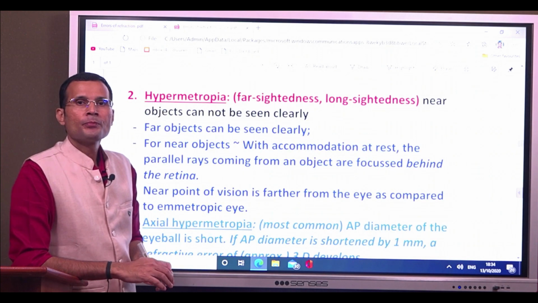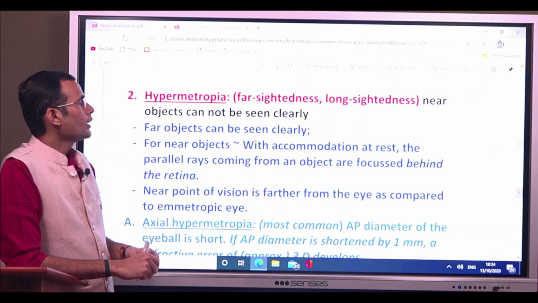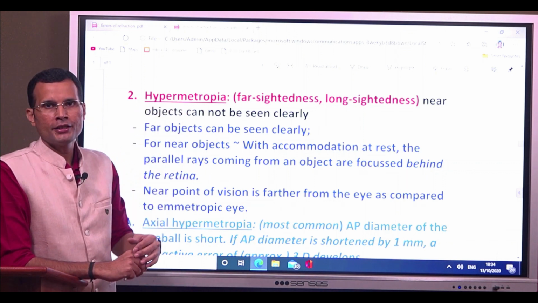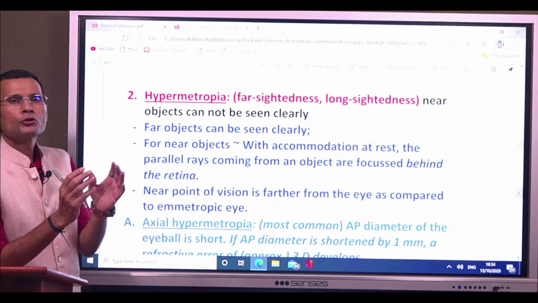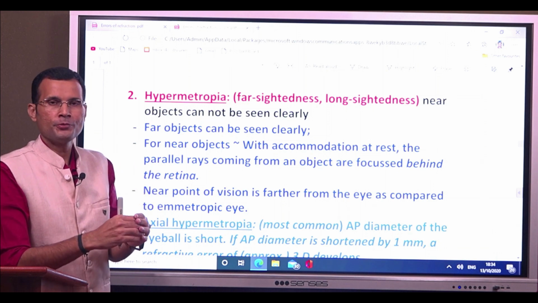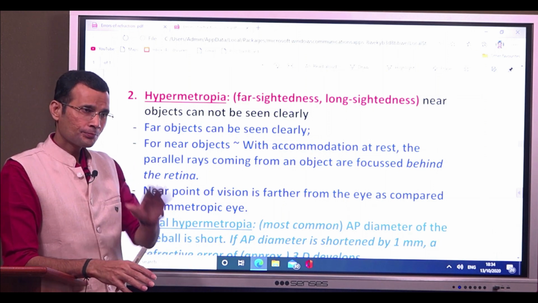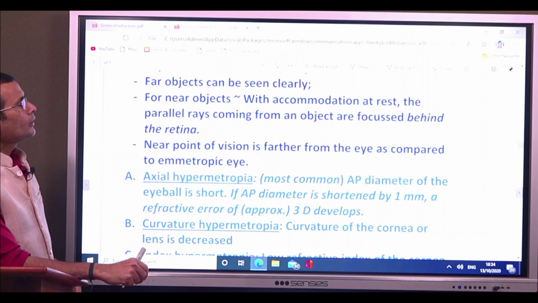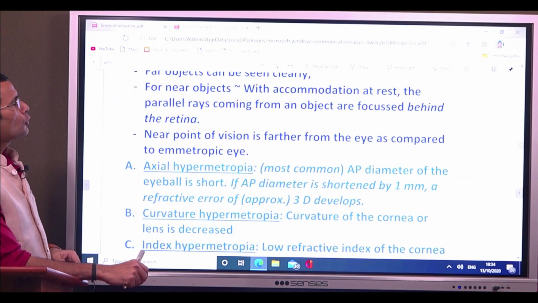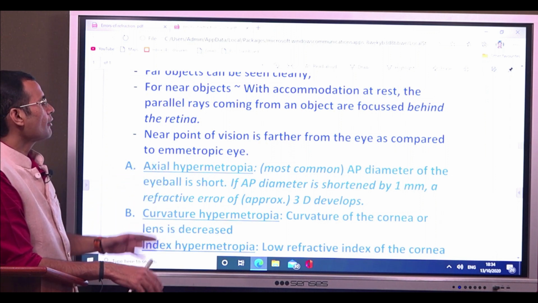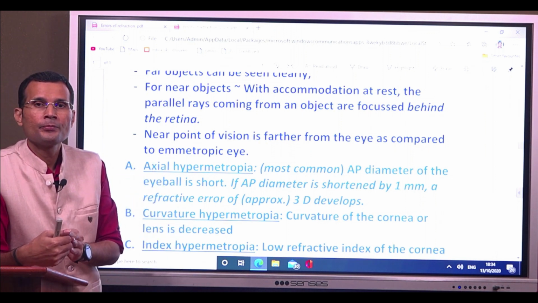Going to the next one, the hypermetropia. Hypermetropia, also called as farsightedness or long-sightedness. So, far objects can be seen clearly, but near objects cannot be seen clearly. And we have already defined far and near objects. So, for near objects, with accommodation at rest, the parallel rays coming from an object are focused behind the retina.